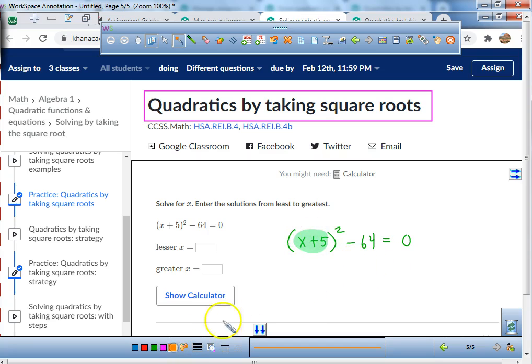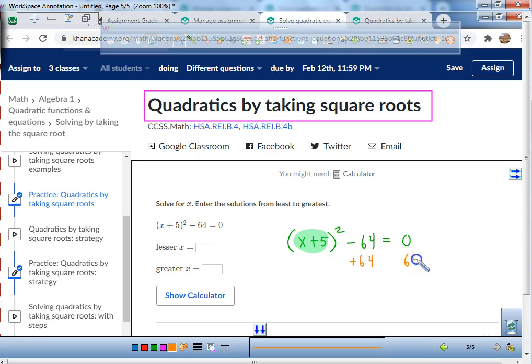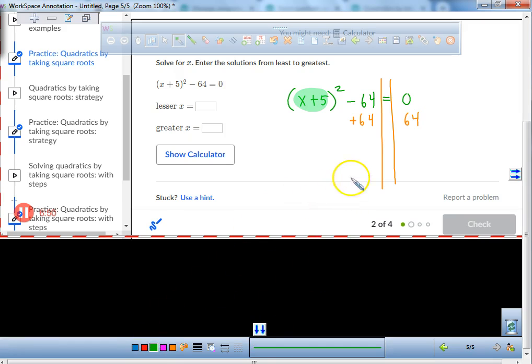So what I want you to do first is to take this 64 and add 64 to both sides of the equal sign. And please do it expeditiously so we don't have to take all day long. So this right here zeroes out. Here's what you're left with. You're left with x plus 5 that's being squared equal to the perfect square, also known as the number 64.